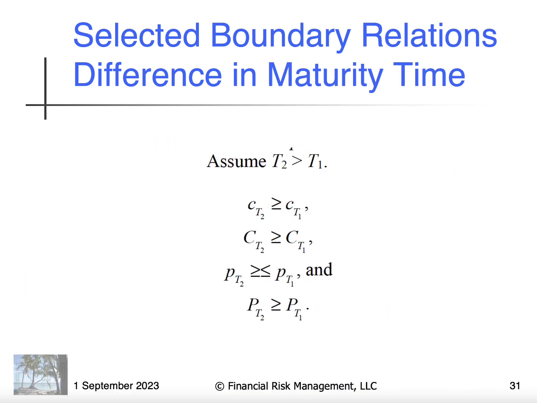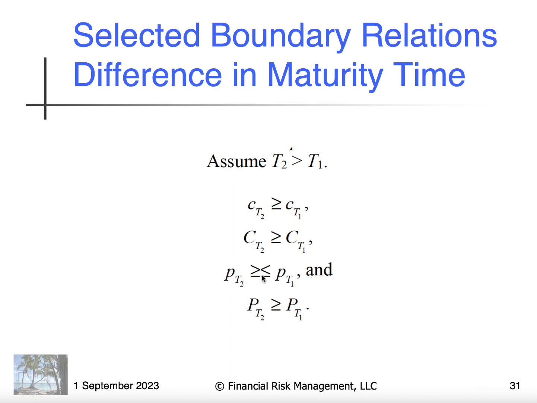There are several boundary relationships due to the difference in maturity time. If we assume that T2 is greater than T1, then a European style call option with maturity T2 should be greater than or equal to maturity T1. The same is true with an American style call option. For a European style put option, it's unclear.